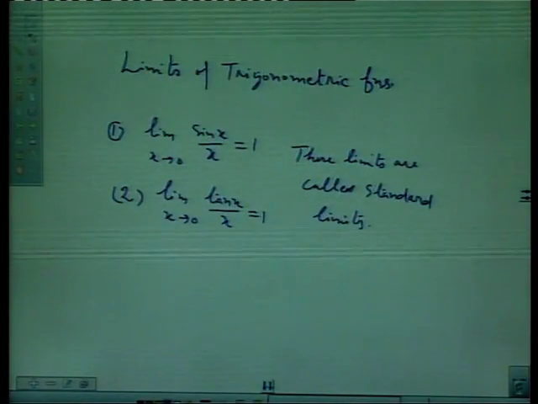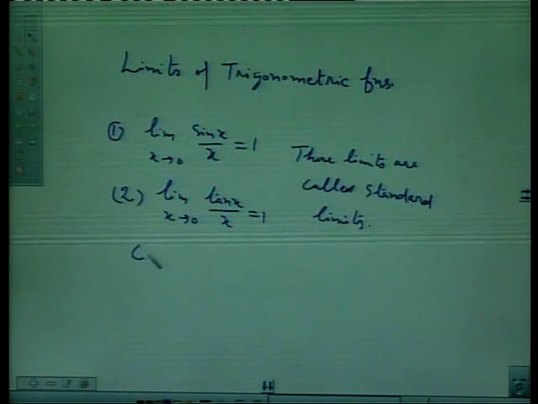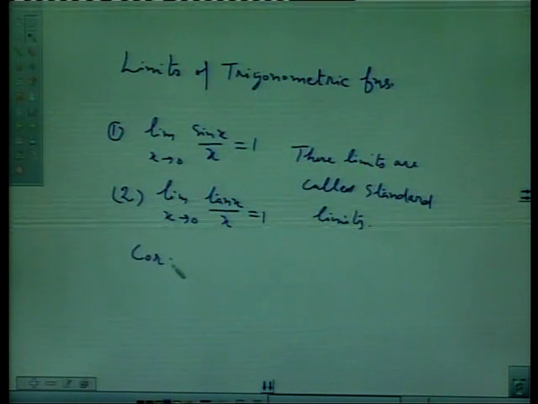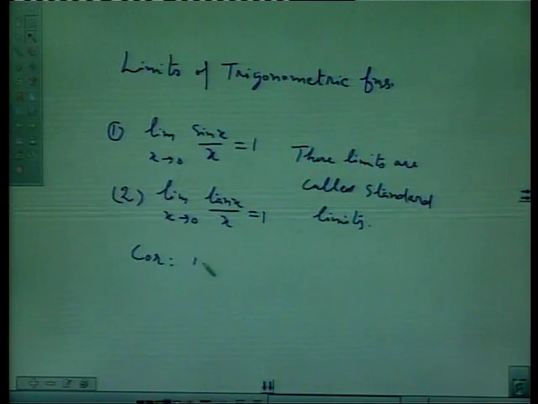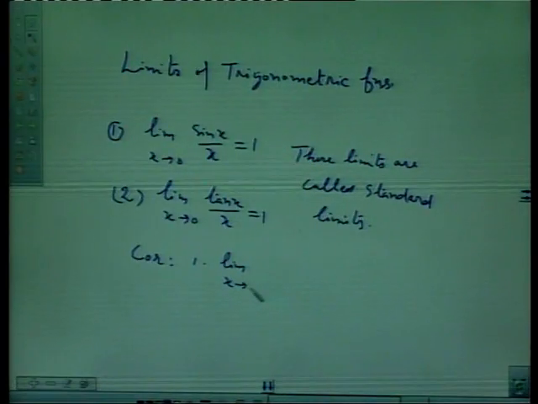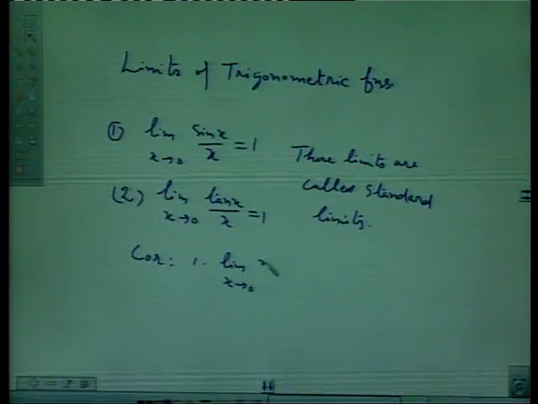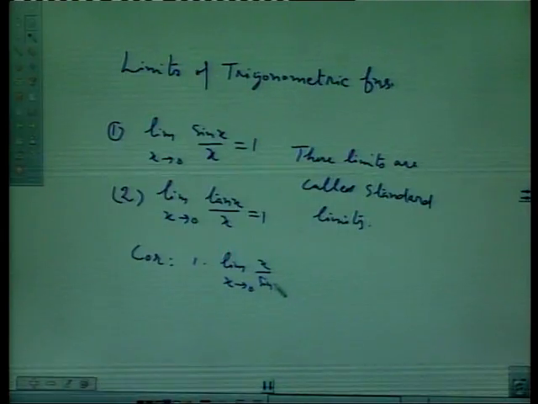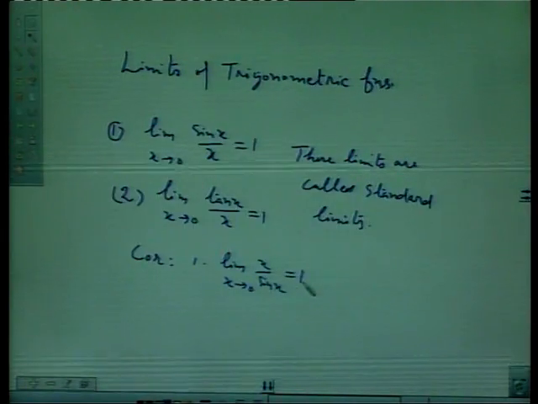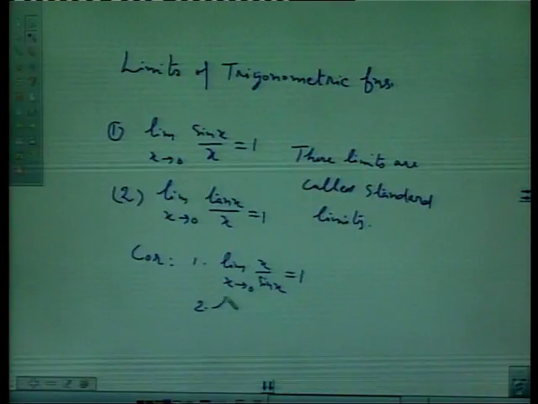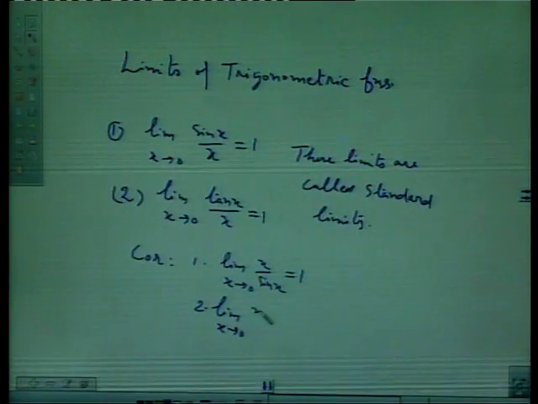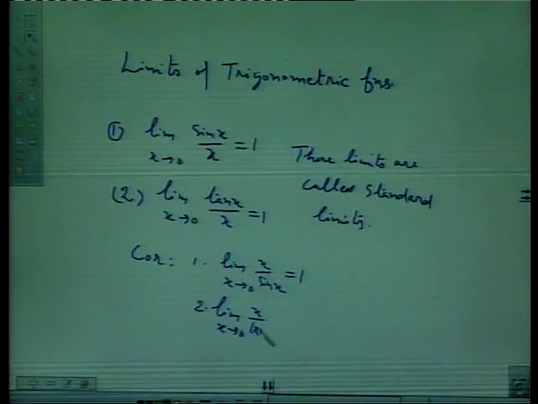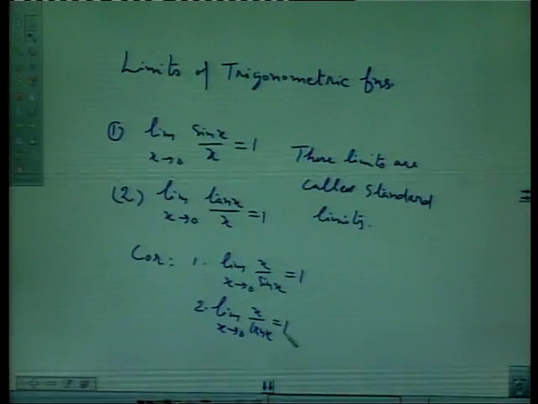From these limits we may write two more corollaries. Corollary number 1, limit x tends to 0 x upon sin x is equal to 1, and number 2, limit x tends to 0 x upon tan x, it is again equal to 1.